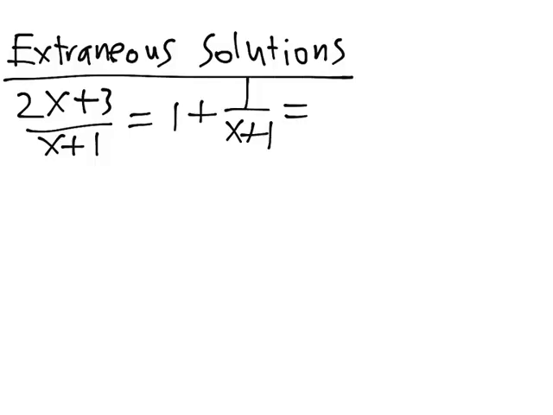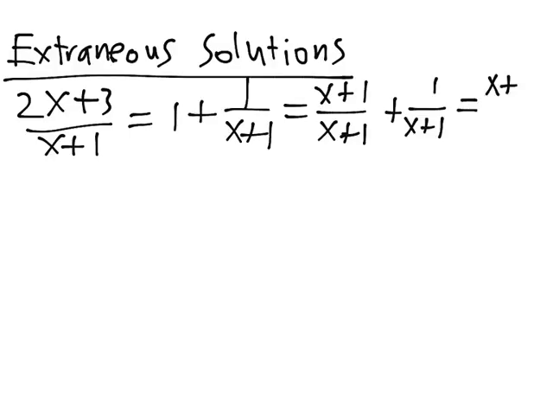First, on the right side, we can combine the 1 and the 1 over x plus 1 into x plus 1 over x plus 1 plus 1 over x plus 1, which is equal to x plus 2 over x plus 1. Now we have fractions on the left and the right side. Now the next step is to cross multiply. But notice how x plus 1 is the denominator in both the left and the right side. So we can simply cancel them out by multiplying both sides by x plus 1.